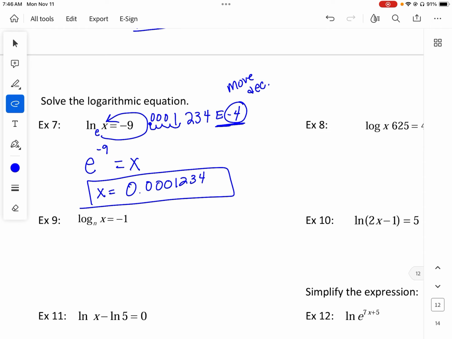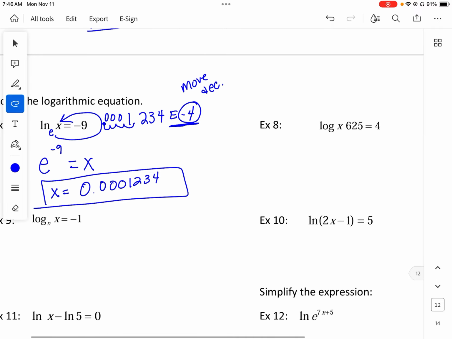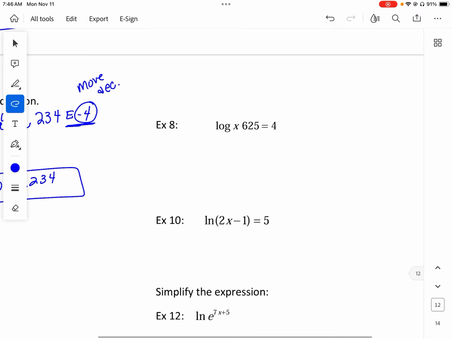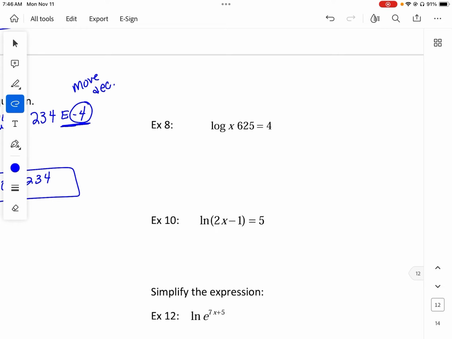If it's positive, you move it right. If it's negative, like this one, you would move it left. We had another problem like that on something from last week. All right, let's go to the next one.